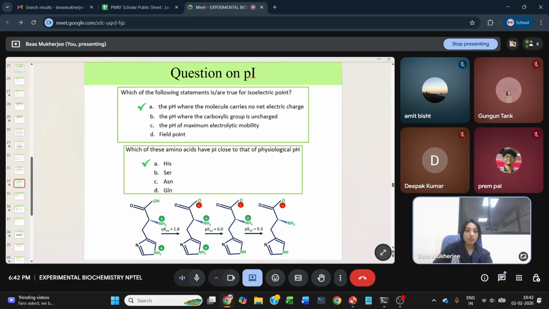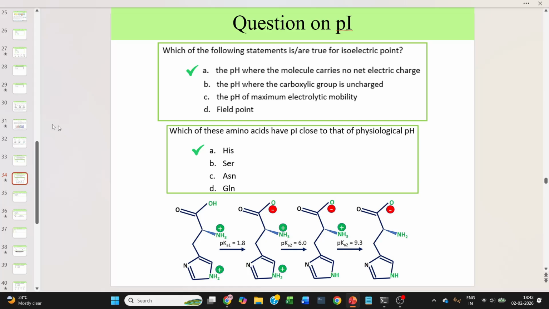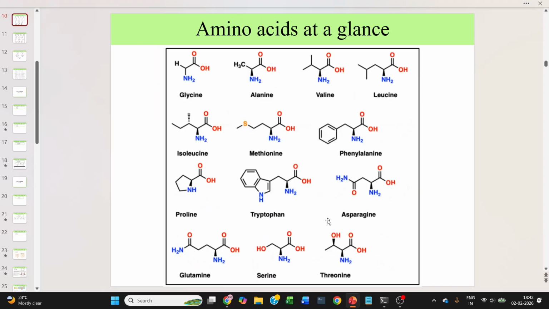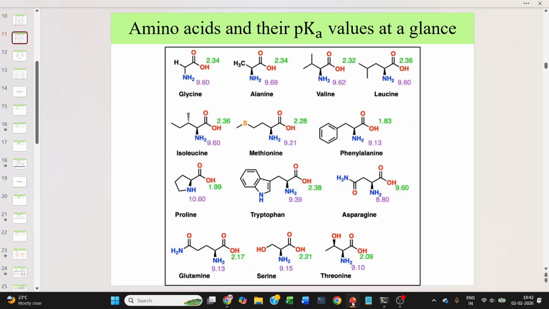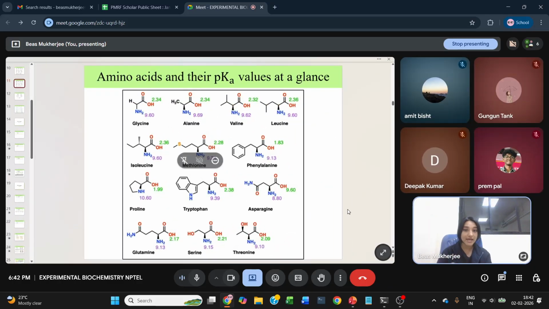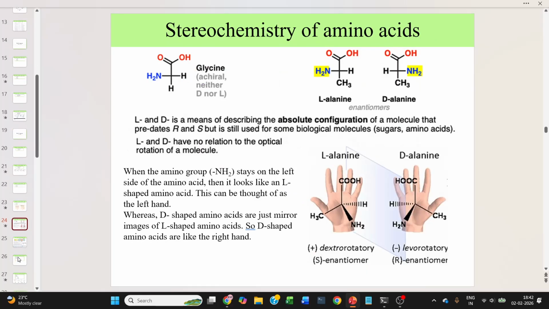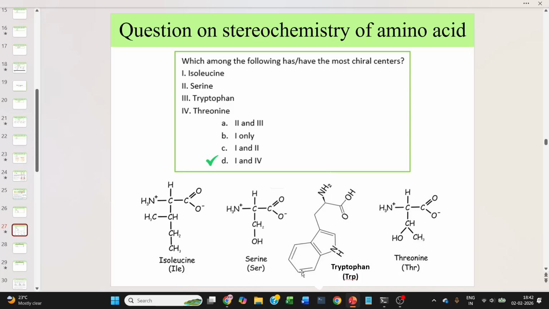Okay, and you can go back and look at these amino acids over here. All of these different amino acids are here, and you can go through the PI of these different amino acids. Be it glutamine, be it threonine, you can check which of these have PI values closest to that of physiological pH of 7, and then we can discuss. Okay, now we'll go to the next question.